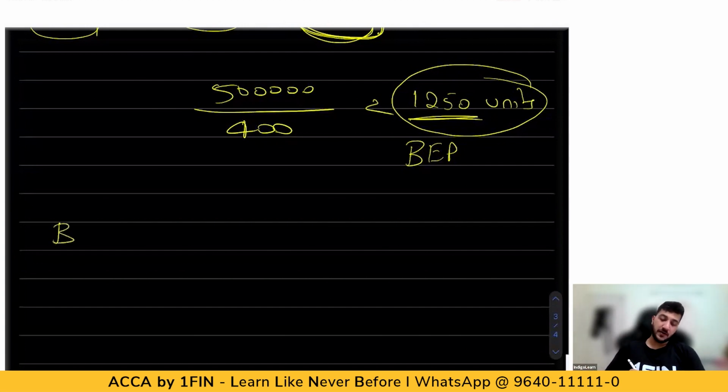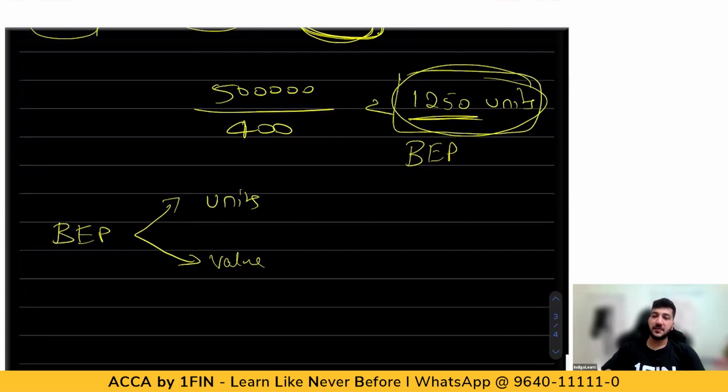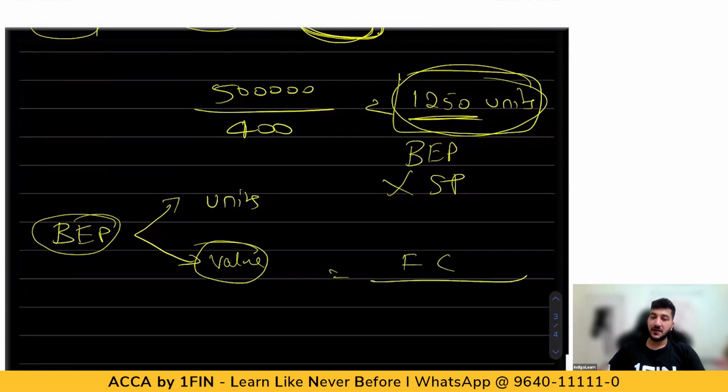But break-even point can be mentioned in terms of units or in terms of value. Value, how to get to the value? Once you get the units, it's very easy. Multiply it with the selling price, you will get the value. But there is also a formula through which we can calculate this break-even point in value. That is fixed cost in the numerator, which remains the same, but the denominator becomes the contribution to sales ratio, or what we used to know as the PV ratio.